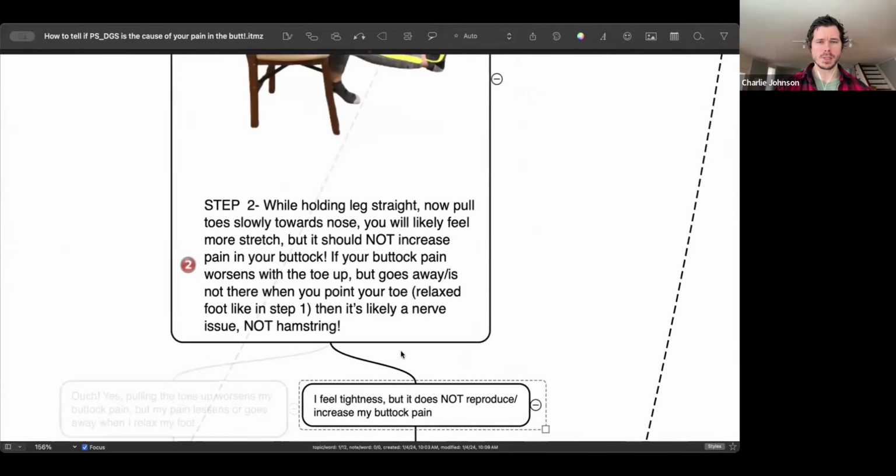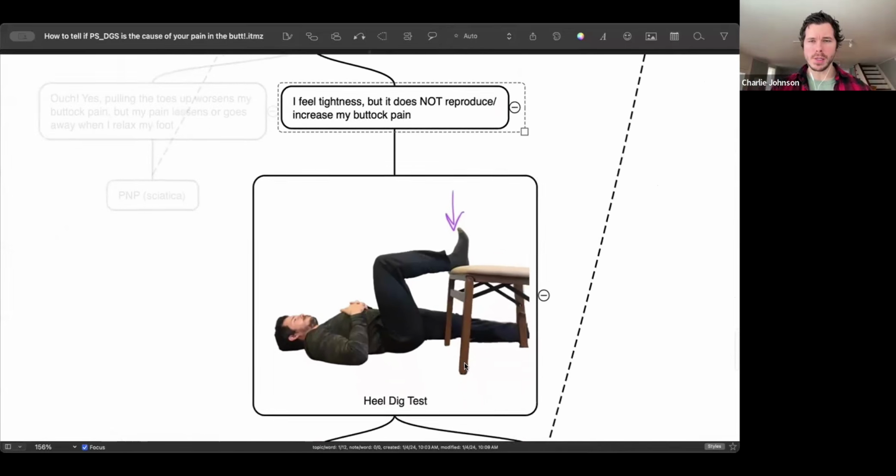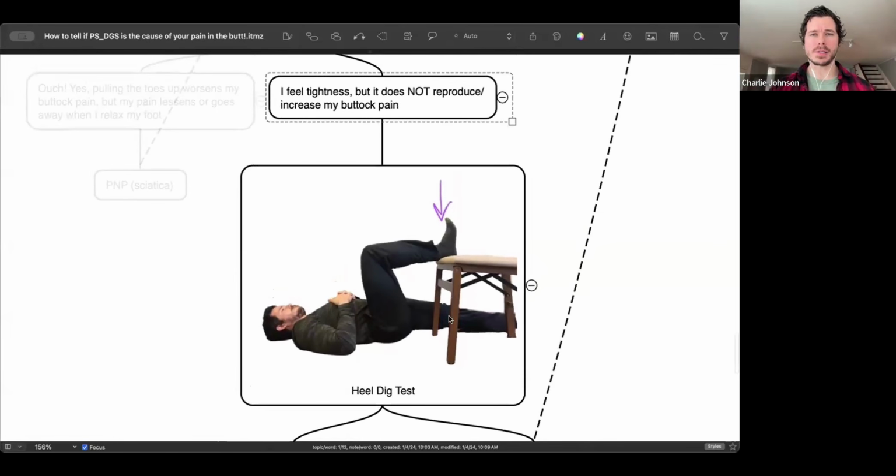Or if you go through this test, say I feel tight, but it does not reproduce or increase my buttock pain, then could it still be a hamstring issue? Good question. So now we're going to do a test to actually activate the hamstring muscle while leaving the sciatic nerve on slack because the knee is bent.